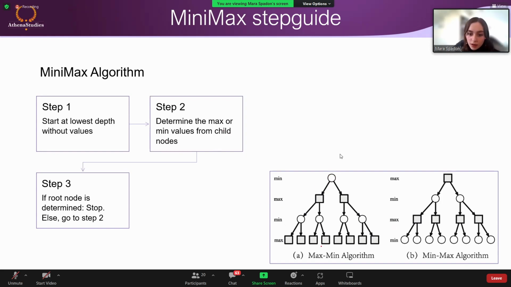So it could be represented like this, where max has different symbols than min, like circles and squares. Usually it is given on the side. And if it is not, then it's usually stated in the question, for example, min makes the first move. So then you would choose the value for min first, for example.